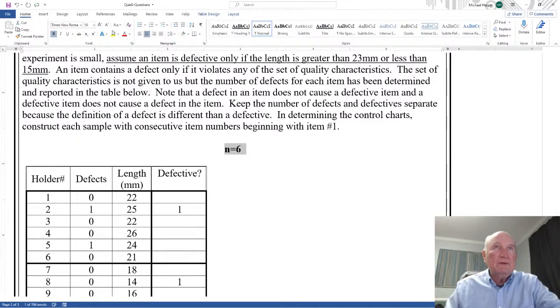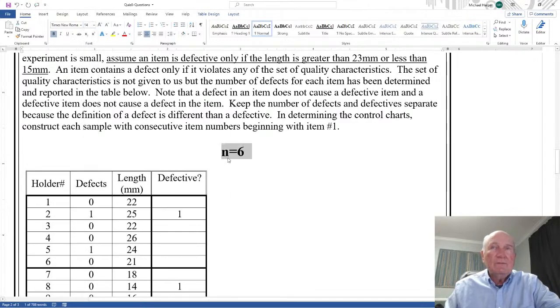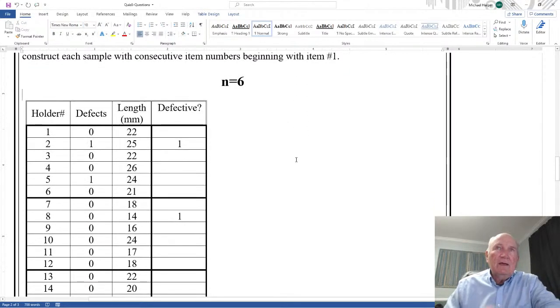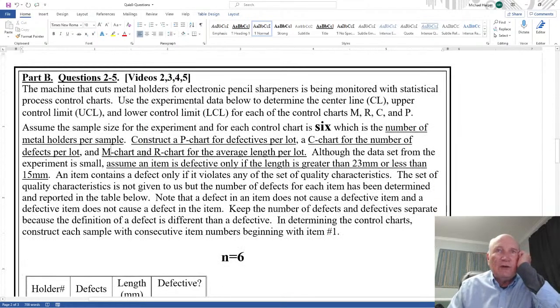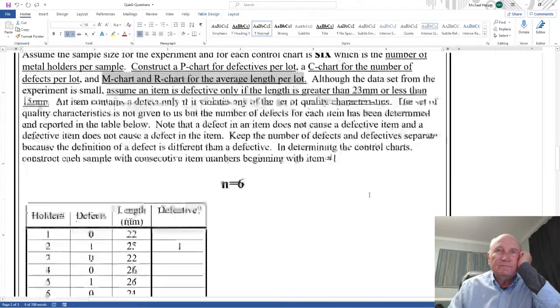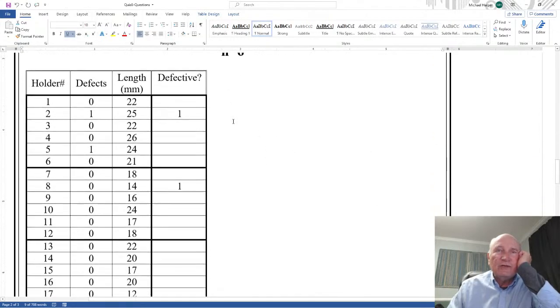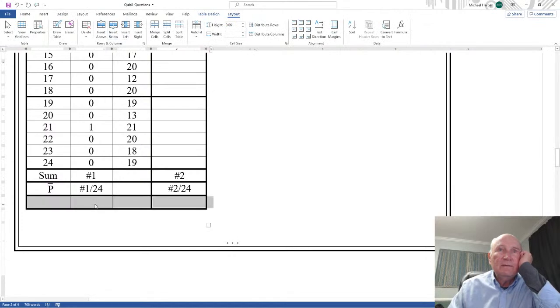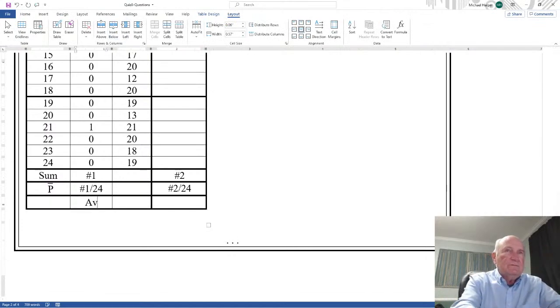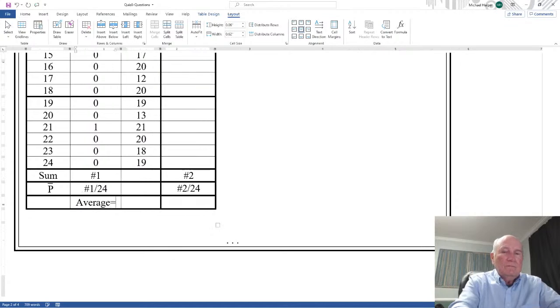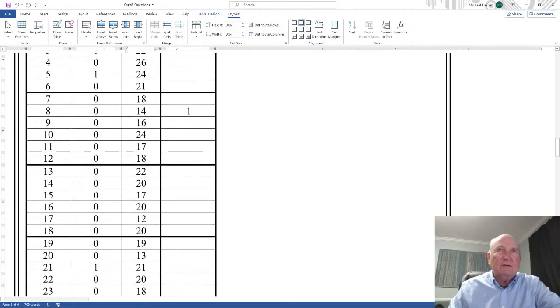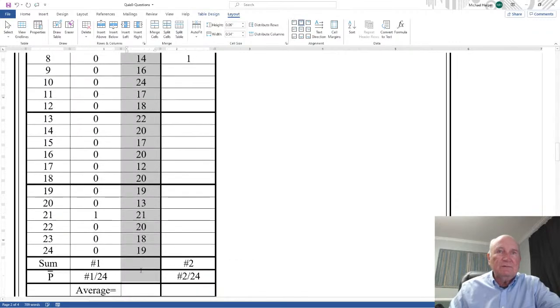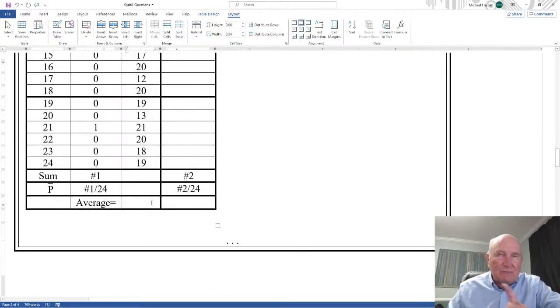Bingo. That's important. Now notice the M&R chart is the average length per lot. Therefore, what you're going to need is the average. So let me bring this down again. I want the average, which is going to be the average of all these numbers, the average from the experiment. So that average is going to be the average. Let's go ahead and shade that.